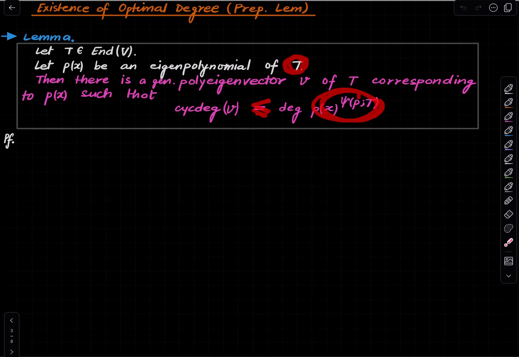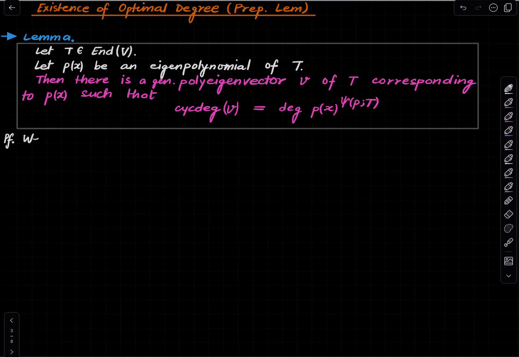So anything that lives in the space of generalized polyeigenvectors cannot have cyclic degree exceeding the minimal polynomial of the endomorphism after restriction. But we are saying that equality can be achieved, and this is a step towards proving it in the general case, meaning where we do not have this constraint that v is a generalized polyeigenvector or anything. So anyway, this statement is simple to understand and also easy to prove, so let's prove it.